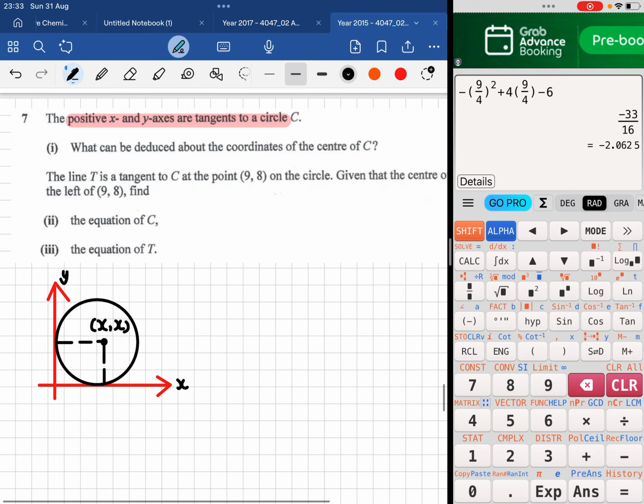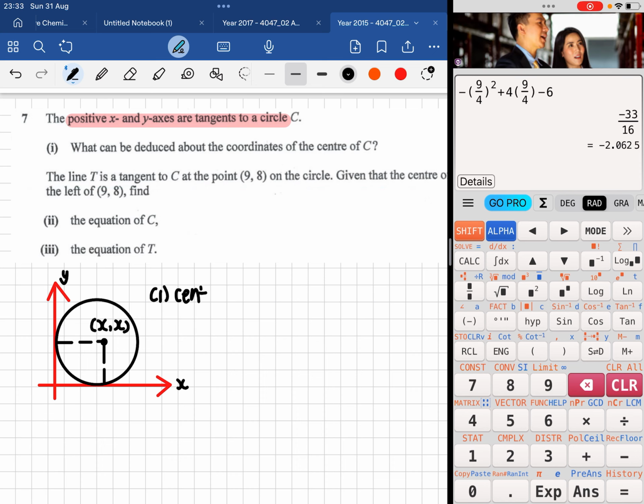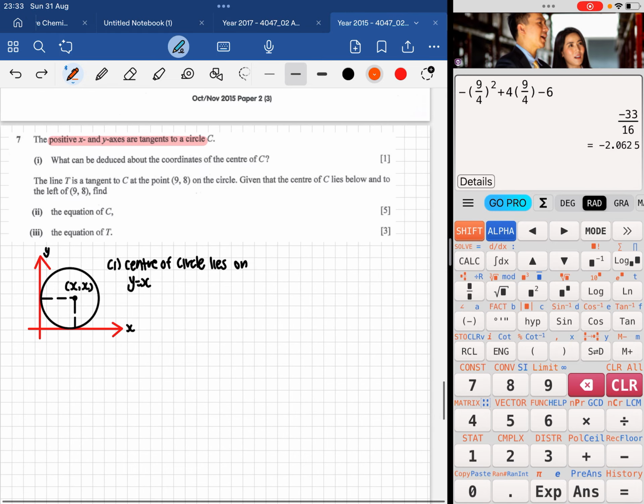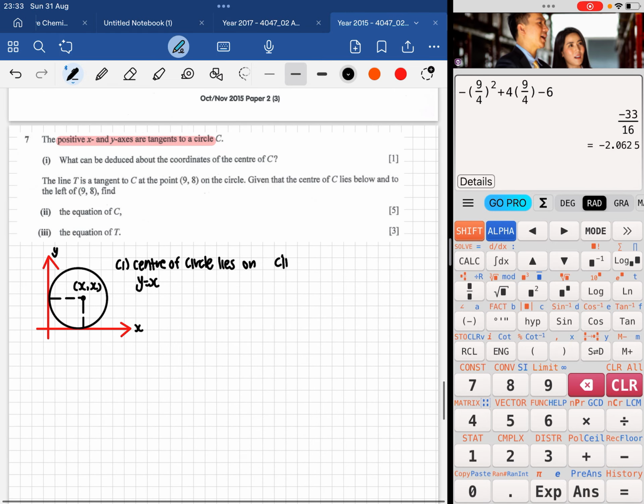So what can be deduced about the coordinates of the center? You will understand that the logic for this one is that the center of the circle lies on the line y equals x. So if I have y equals x, then it will pass through. Okay, like that.